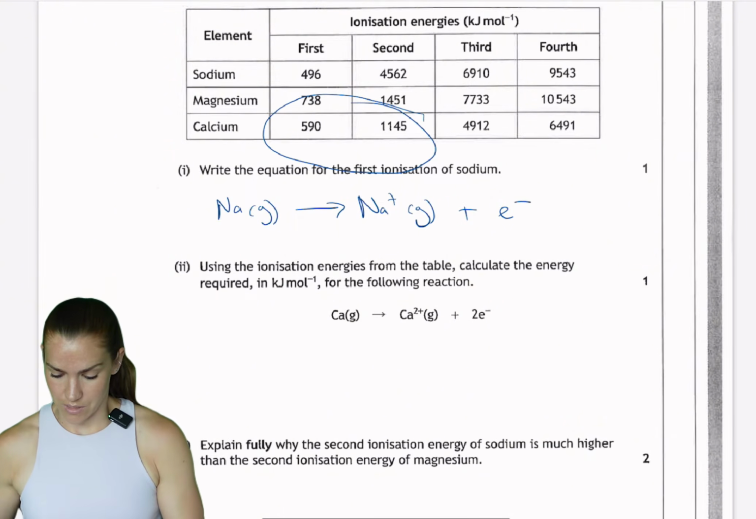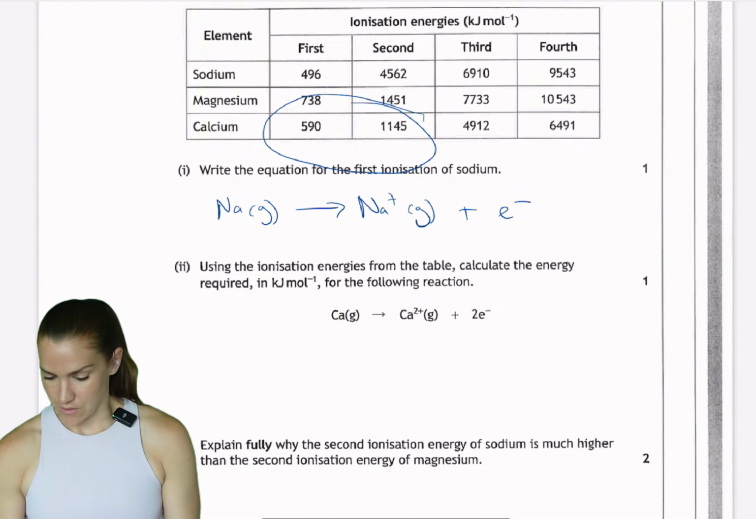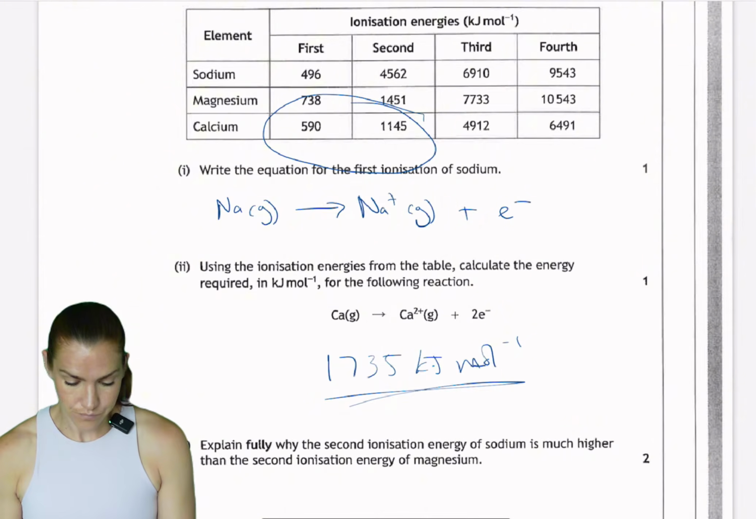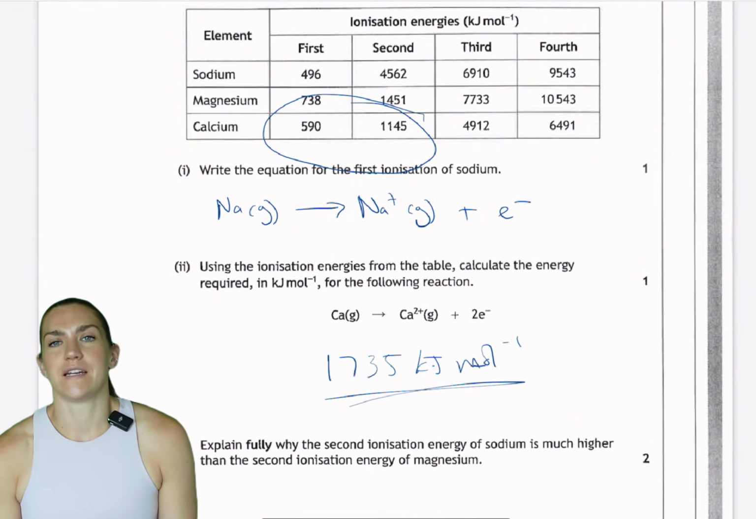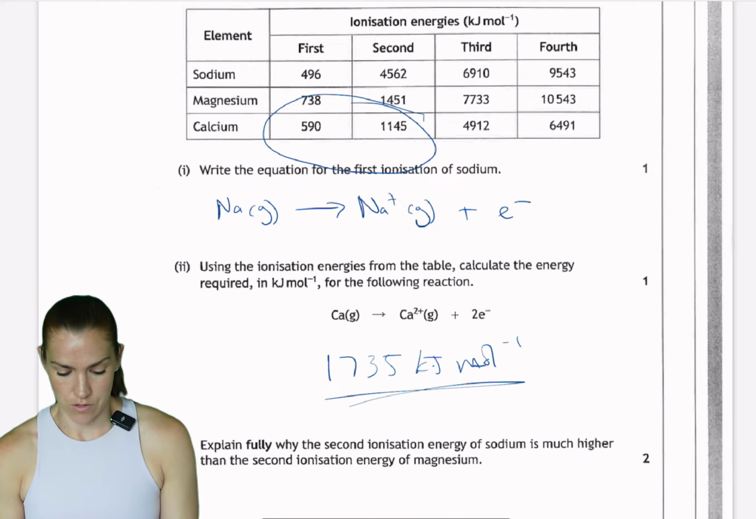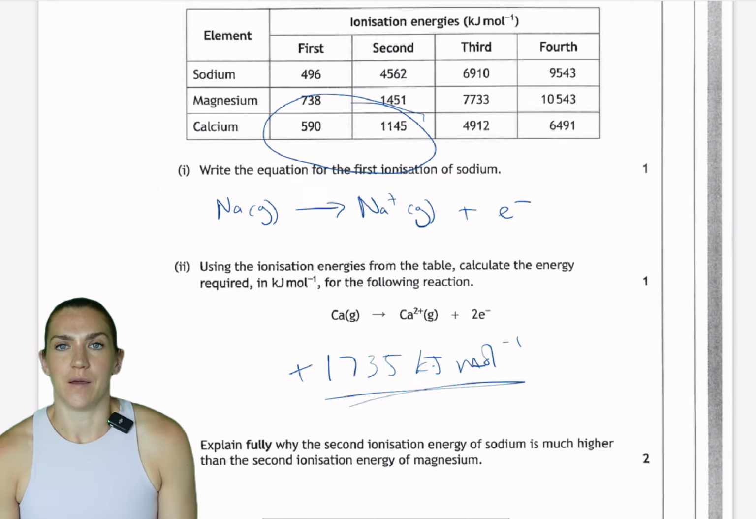So if we add those together, 1145 plus 590, that should give us 1735 kilojoules per mole. You don't need to write the units, but if you do, they must be correct. Ionization is always an endothermic process, so the energy is always going to be put in, so you can put the positive here, but you actually didn't need it in this case.